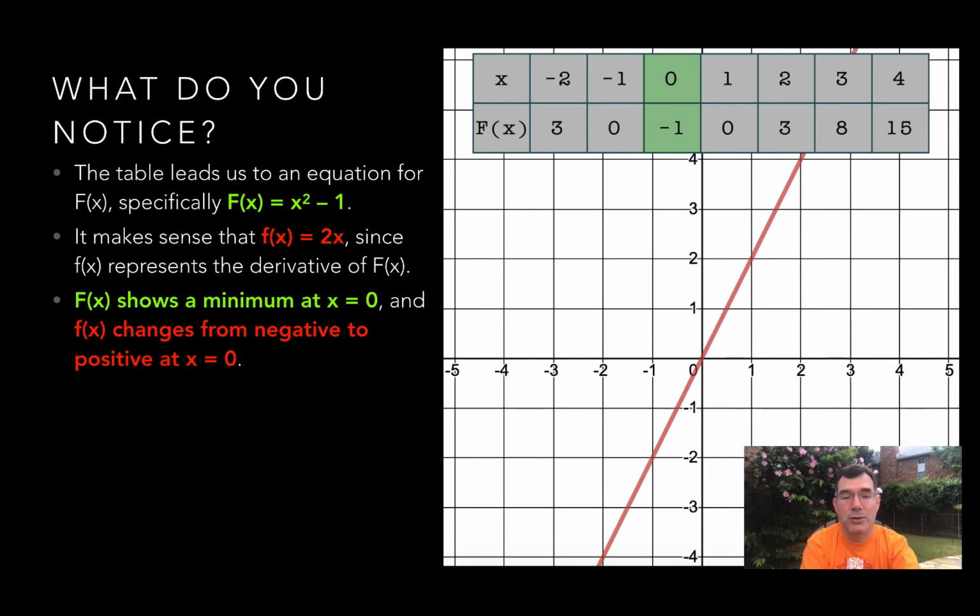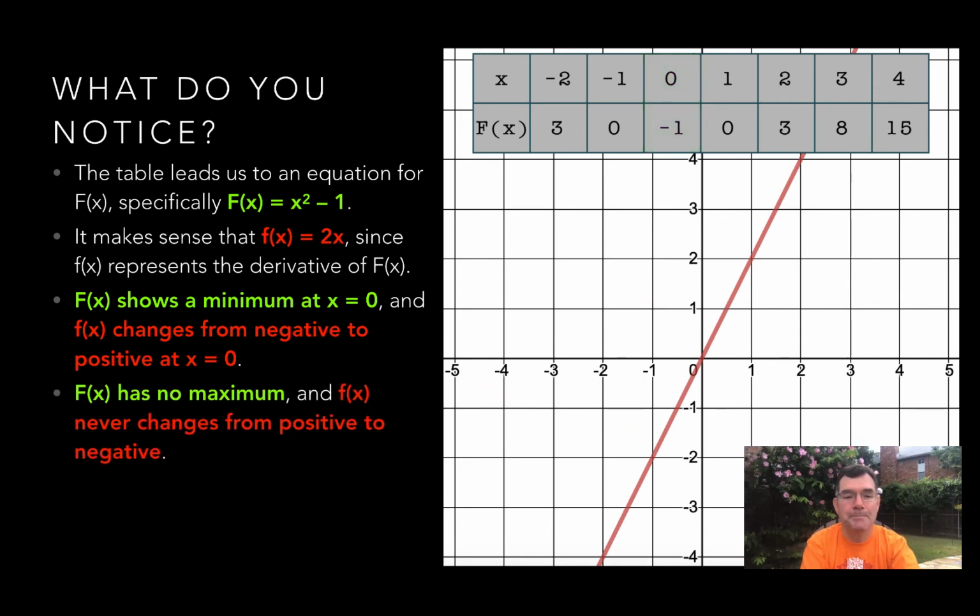And little f of x in the graph changes from negative to positive at x equals 0. So there's that relationship between a minimum on a graph and a change in the derivative from negative to positive.